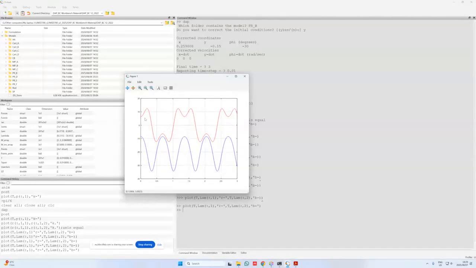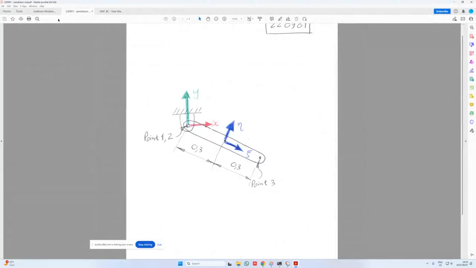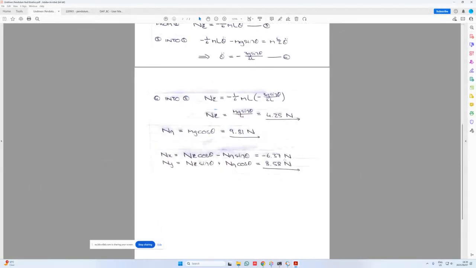Okay, so in this case, I can now see what my X and Y reaction forces are. If I look at the X reaction force, at the starting point, it seems to be around 6.25. And then the Y value is minus 8.31 perhaps, or somewhere in that range. If I look back at the validation calculations, or the hand calcs that I did, I indeed started with minus 6.37 and 8.58.